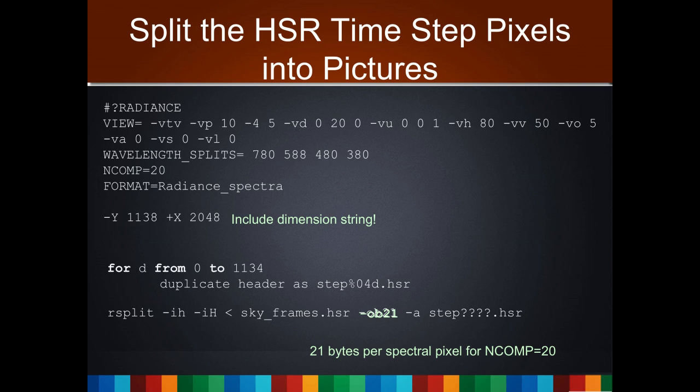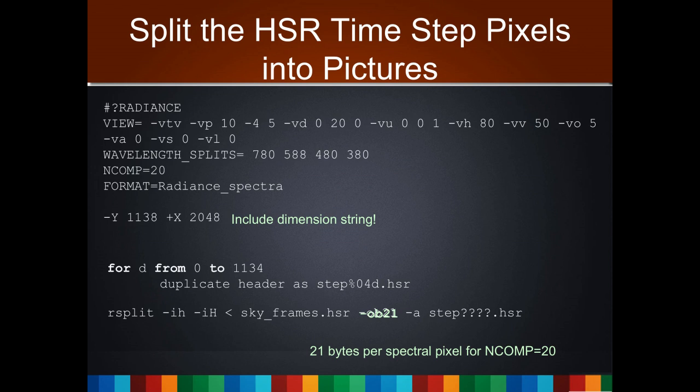And then the rsplit command is the one you want, and you're telling it to read in an information header and a resolution string from this skyframes.hsr file we created earlier, this huge monolithic file that contains all of the time steps for, in this case, a day, and then split it into 21 byte increments. Why 21? Well, it's 20 components plus 1 common exponent. That's how many bytes a pixel is in this file. So for every 21 bytes, this gets expanded into a full list of steps.